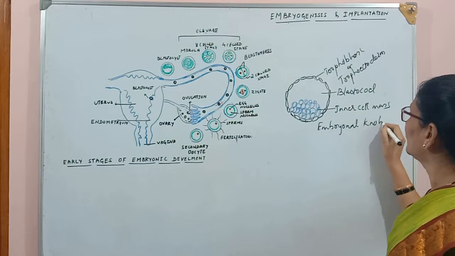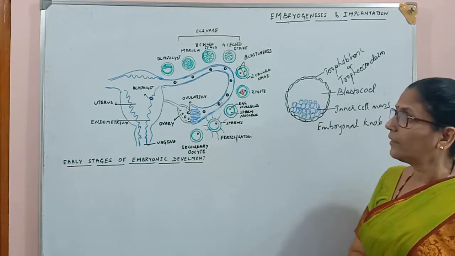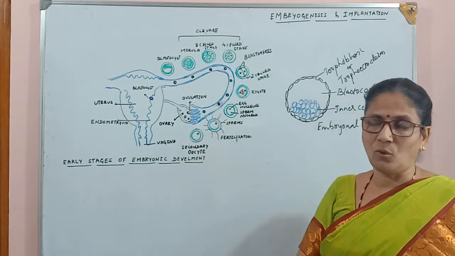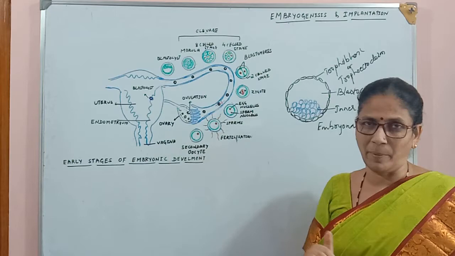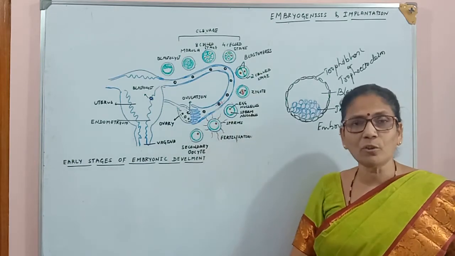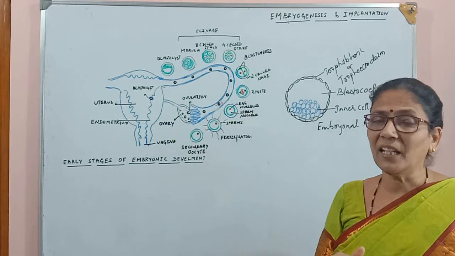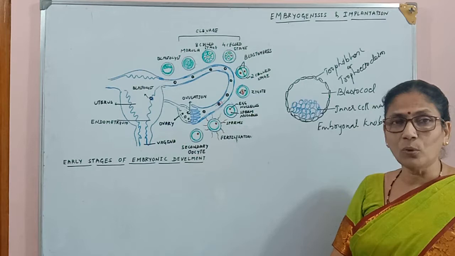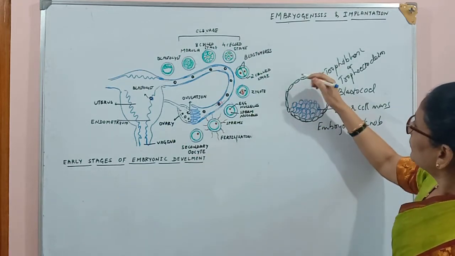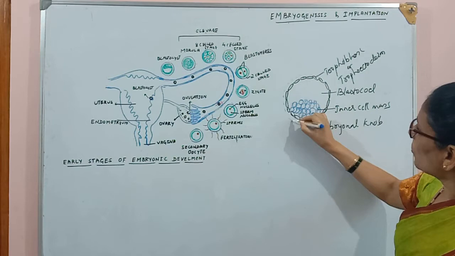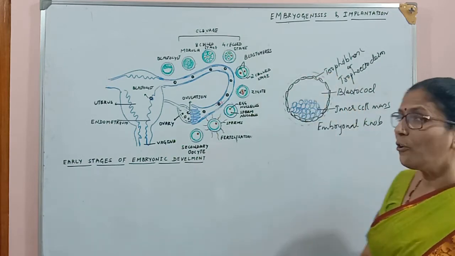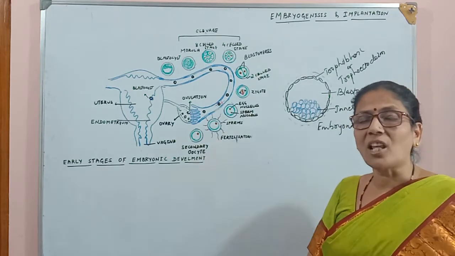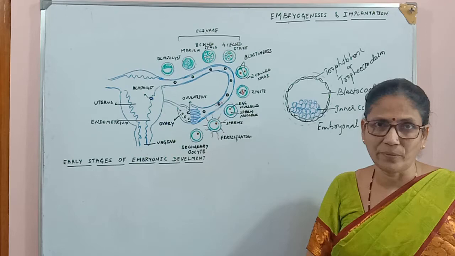Embryonal knob. Here one more thing is happening: the zygote, which was intact with the three layers, corona radiata, zona pellucida and plasma membrane. While transforming from morula to blastocyst, the corona radiata layer is degenerating. Now the blastocyst has only two layers. The outer one is called the zona pellucida. The zona pellucida layer is there, but the corona radiata layer disappears while transforming from morula to blastocyst.